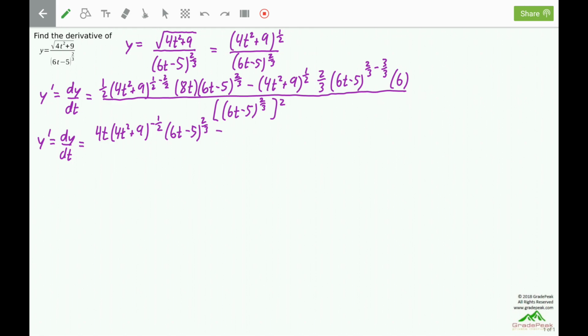Then I have minus, and in the second term I'm going to put the constants together. Well, I have a 2/3 and a 6. Everything's multiplying each other here. And 2/3 times 6 will be 12/3, or a 4. So that'll be a 4. And then I have the 4t squared plus 9 to the 1/2. And I have the 6t minus 5 to the 2 minus 3, negative 1/3.